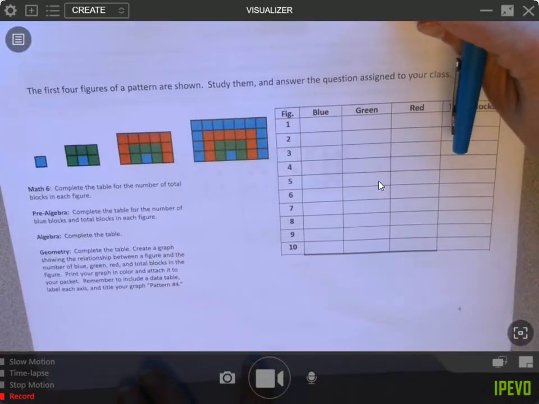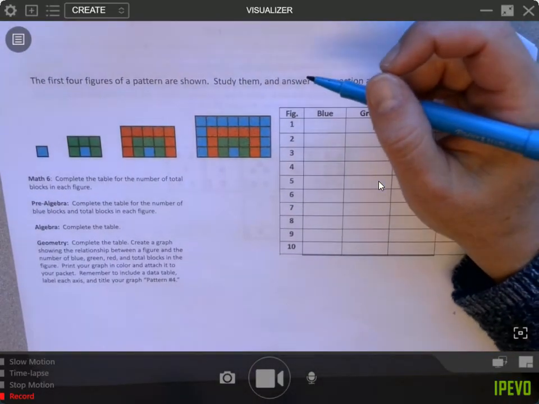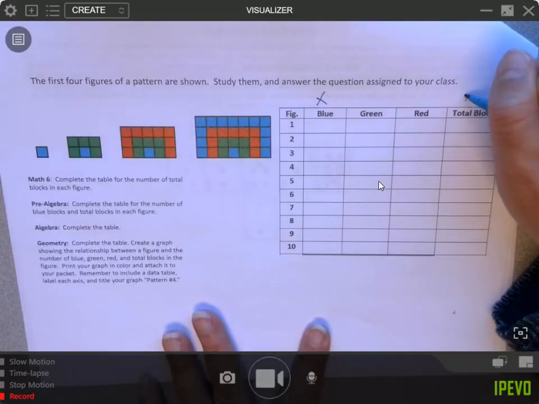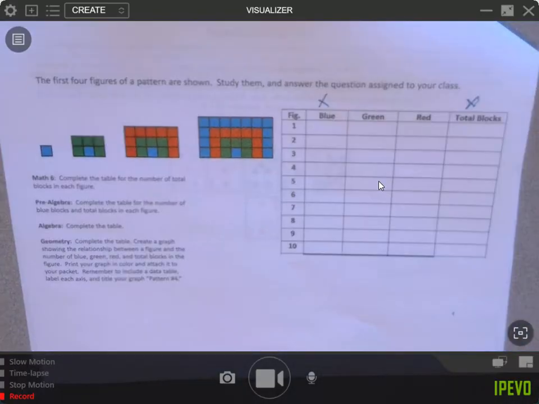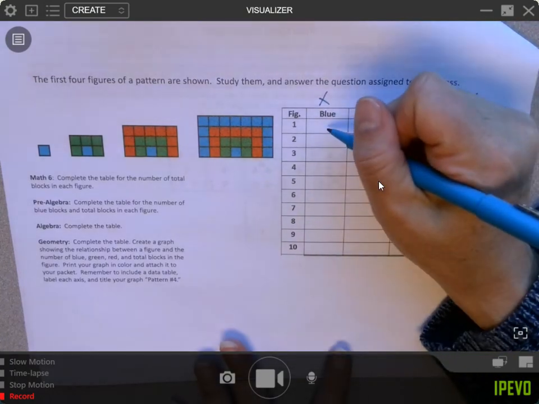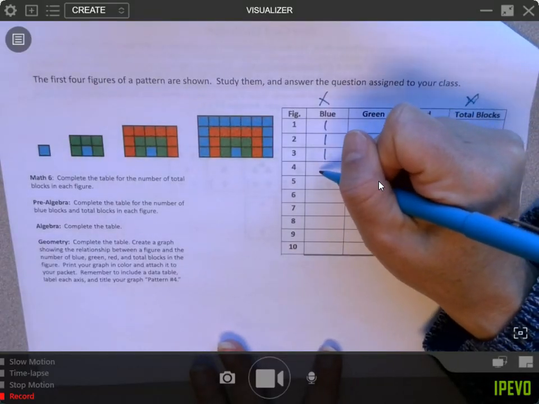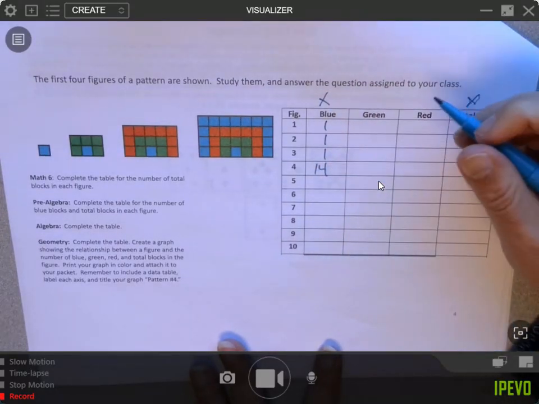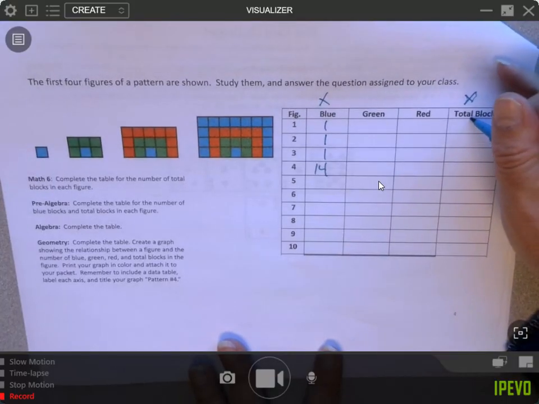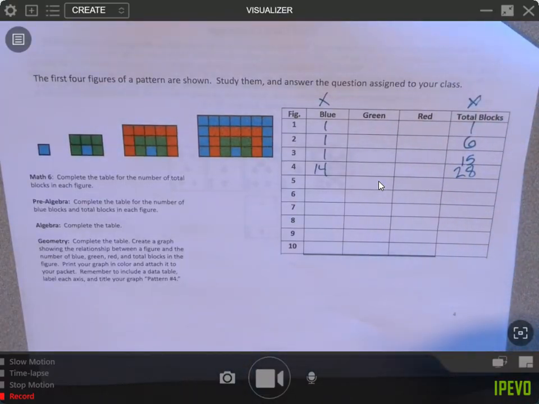For the pattern page, we need to fill in the blue blocks and the total blocks. So for our blue blocks, in figure 1, there was 1, figure 2, figure 3, and then figure 4, there was 14. Now for my total blocks, I had 1, 6, 15, and 28.